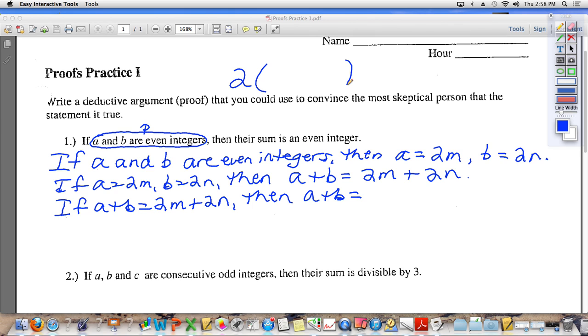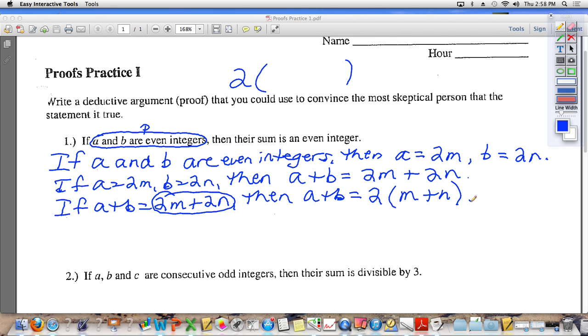What do these two terms right here have in common? 2. They have a 2. So what I'm going to do is factor a 2 out of these two terms, and I'm going to say A plus B equals 2 times (m plus n). This right here, 2 times (m plus n), that's even, because you have written it as 2 times something.